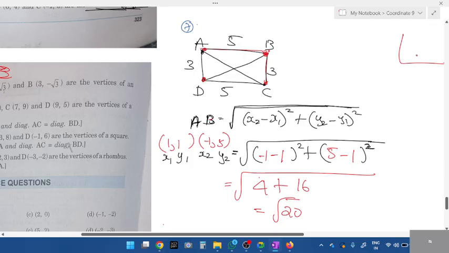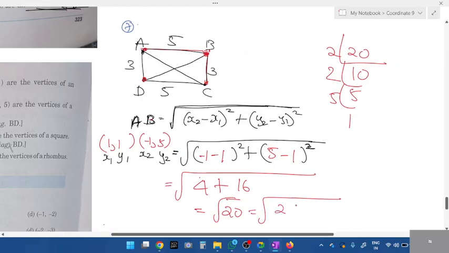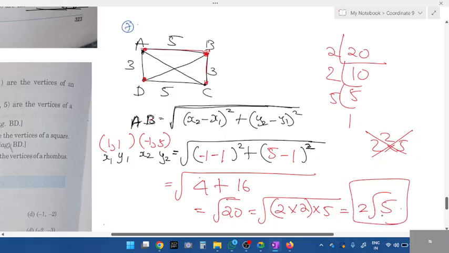How do you simplify? You have to factorize. 2 into 10, 2 into 5, 5 into 1. What do you get? No, 2 square into 5. You shouldn't write like this. What's the answer? 2 root 5. All of you understood? 2 root 5?